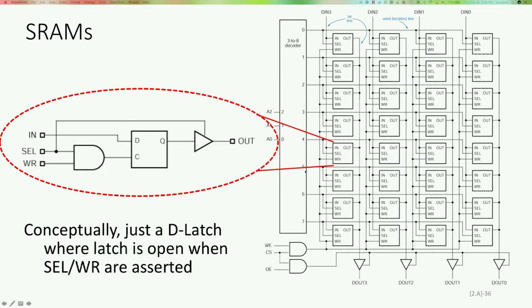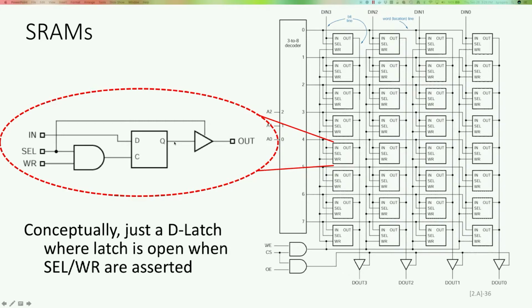you can zoom in on one of these cells, and conceptually you can just think of an SRAM bit as just a D-latch where both the select line and the write line being high mean that the latch is open. Okay, so this in pin is basically one of the wires on the data bus. And when this select and write are asserted, the latch is open, and it's effectively saving the value that's being input on the in pin over to the saved state here on Q.